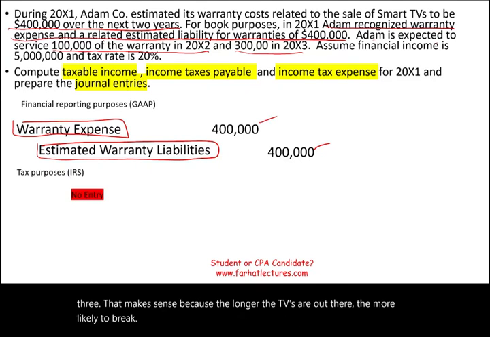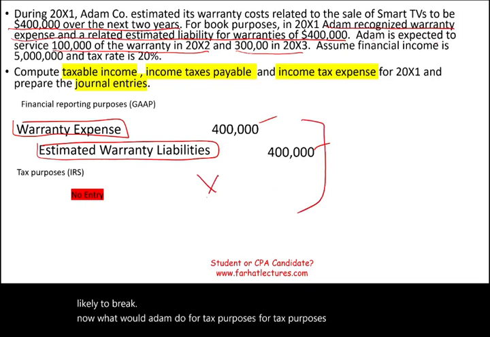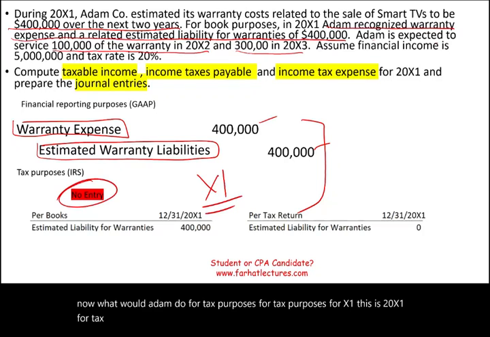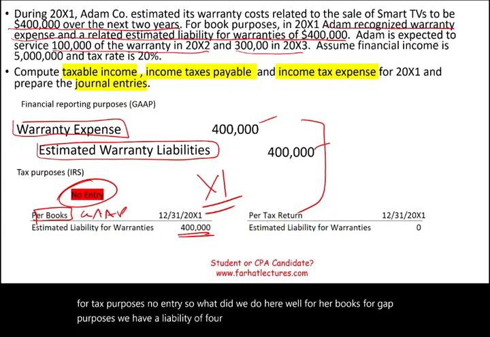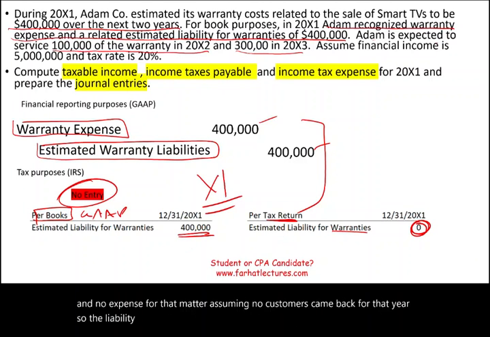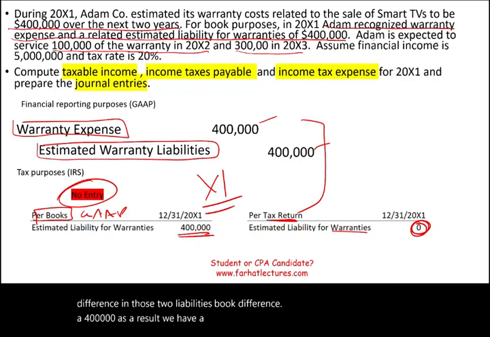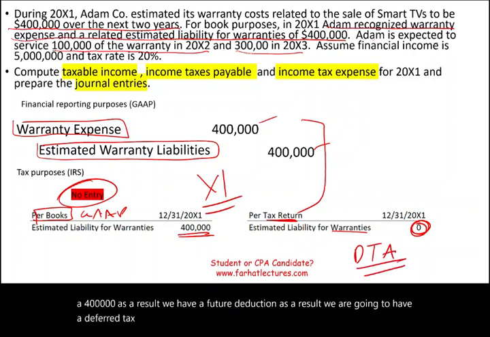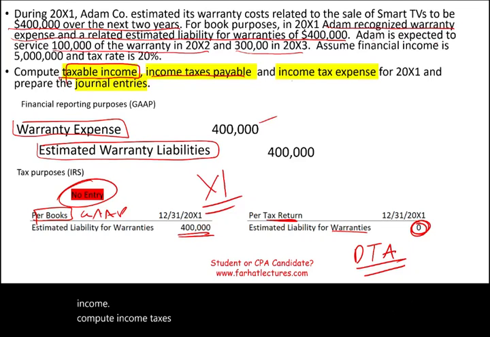Now, what would Adam do for tax purposes? For tax purposes, for 20X1, no entry. So what did we do here? Well, per books, for GAAP purposes, we have a liability of $400,000. For the tax return, we have no liability and no expense for that matter, assuming no customers came back for that year. So the estimated liability is zero. We have a difference in those two liabilities, a book difference of $400,000. As a result, we have a future deduction. As a result, we are going to have a deferred tax asset. So the question for this will be, compute taxable income, compute income taxes payable, compute income tax expense, and prepare the journal entries for this exercise.